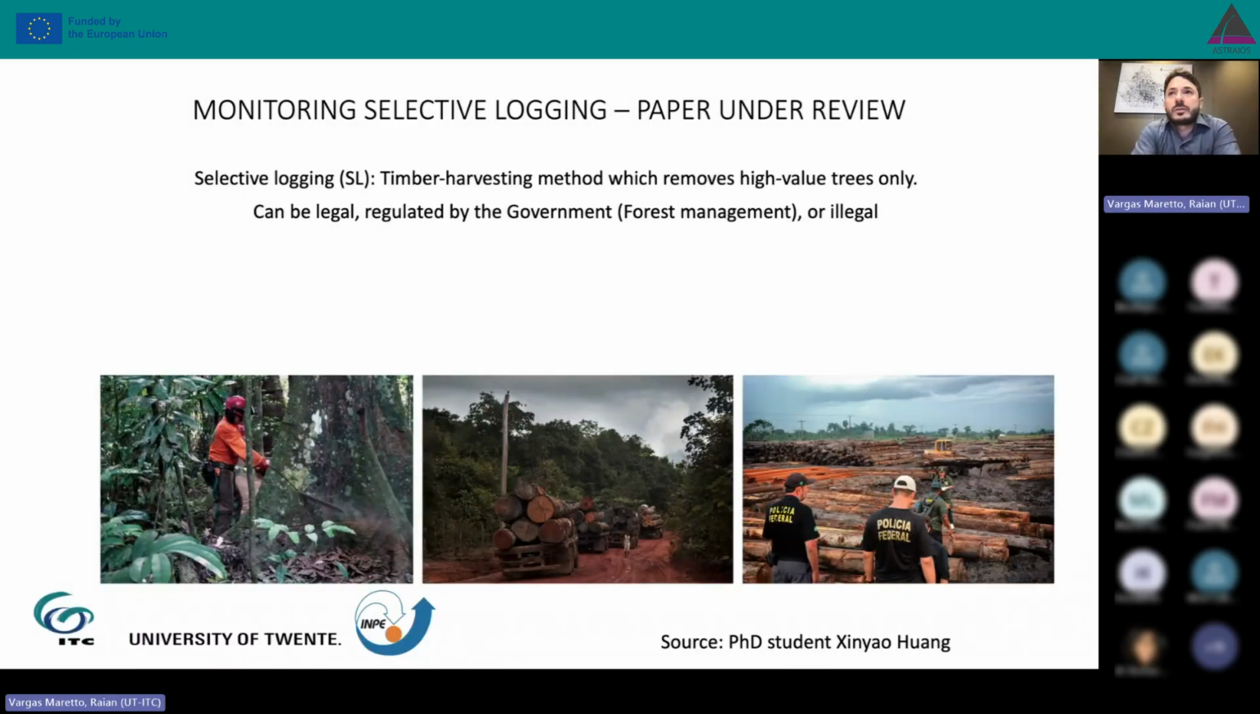These results that I will present for you are from a paper that was submitted by a PhD student that I supervise, Xiniao Wang. This paper was submitted recently to Remote Sensing of Environment and is under review. So selective logging is a type of deforestation that is usually the beginning of forest degradation. It's when people go and select just the best timbers, and they harvest just the best trees to sell the wood.